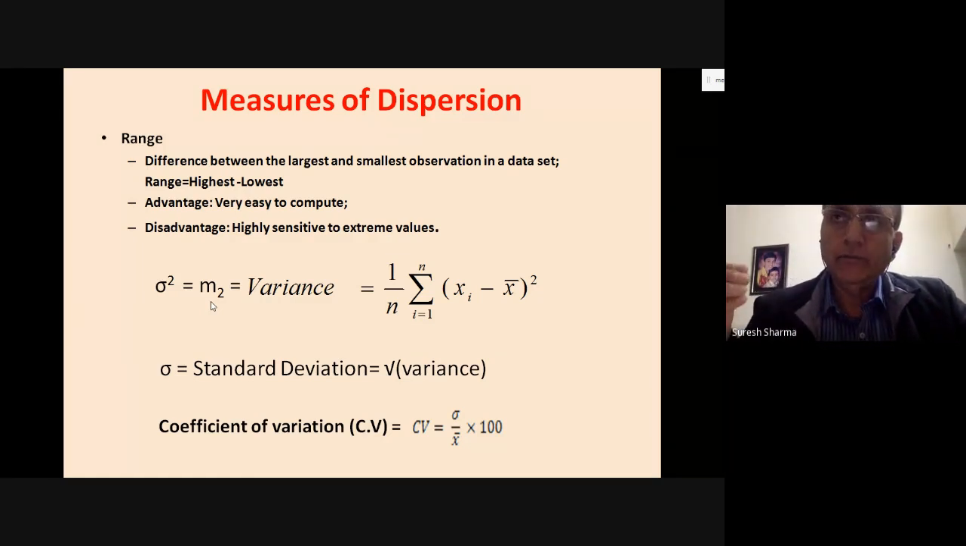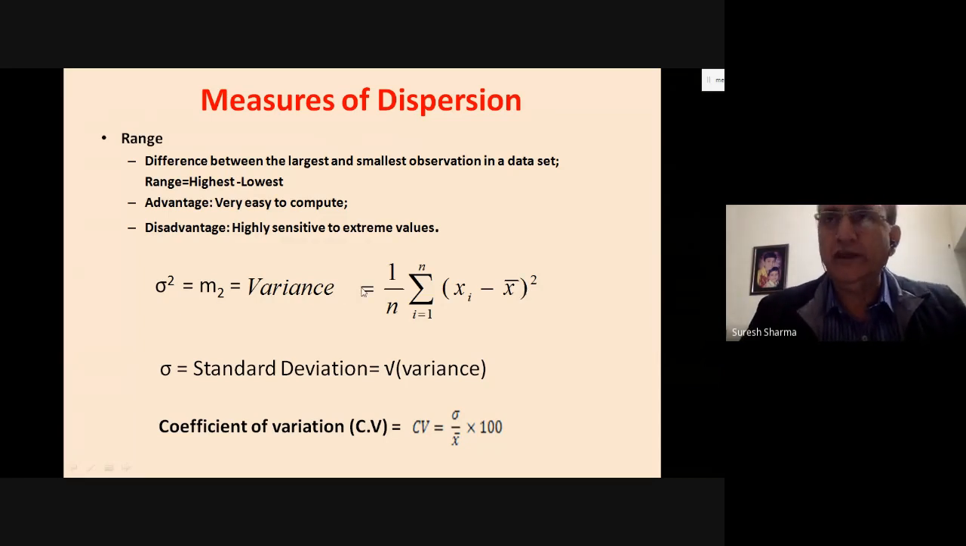And these moments, known as M2, M3, and M4, are helpful to compute some other measures like skewness and kurtosis, which I'll discuss. But try to remember the meaning of M3. Raise this power to 3, you will get M3. Raise this power to 4, you will get M4.